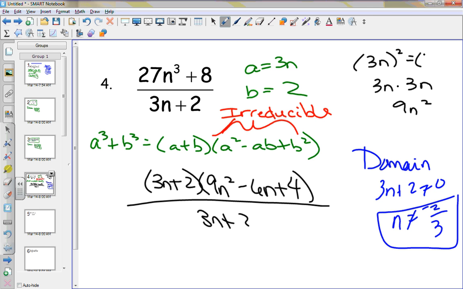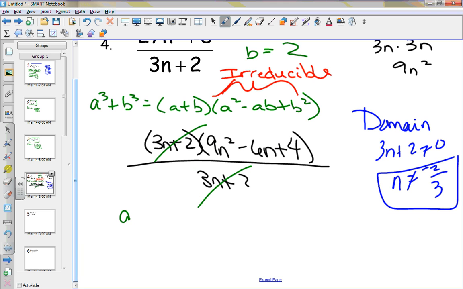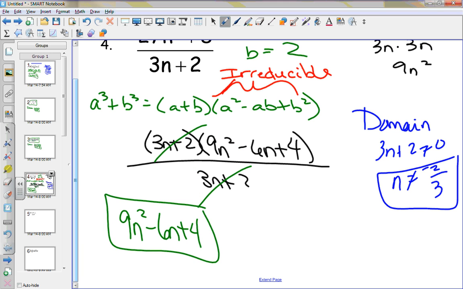That's all there is to it. Now I need to cross cancel and reduce. Do I have 3n plus 2 anywhere? That's gone, that's gone. What am I left with? 9n squared minus 6n plus 4. It's a lot easier than what you thought it was on the front, is it not?